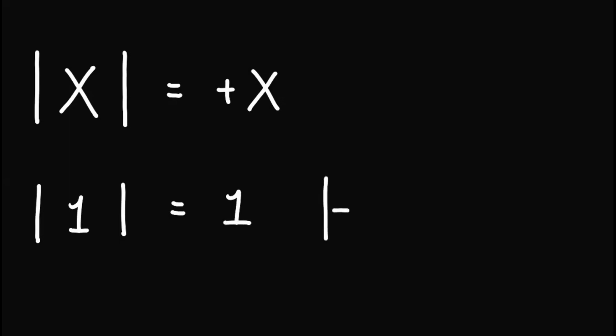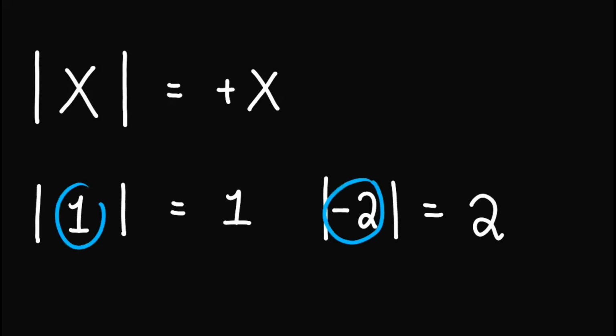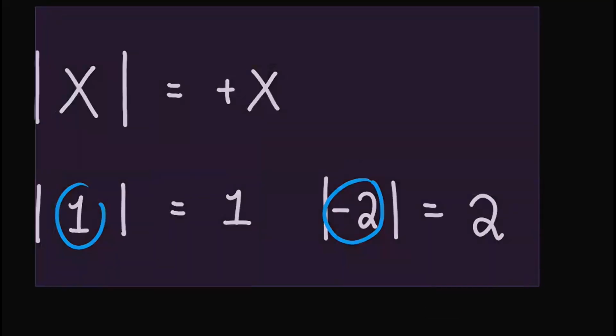If we have -2, its absolute value is given by 2. So that is how it works. Basically, whatever number is inside the absolute value, we take its positive. So with that in mind, we'll be tackling some basic cases involving equations on absolute values.